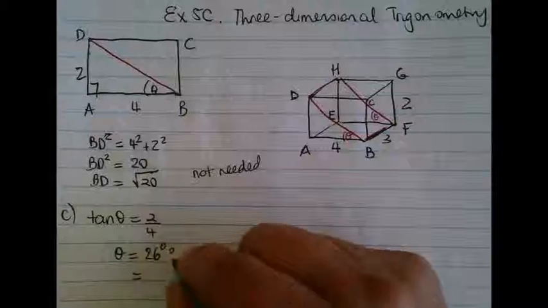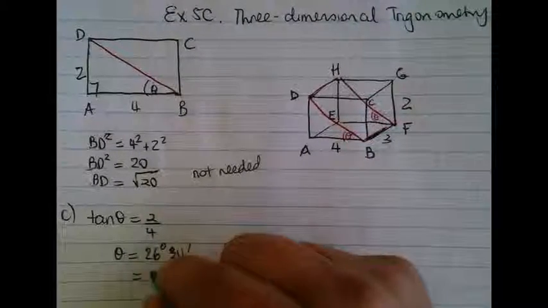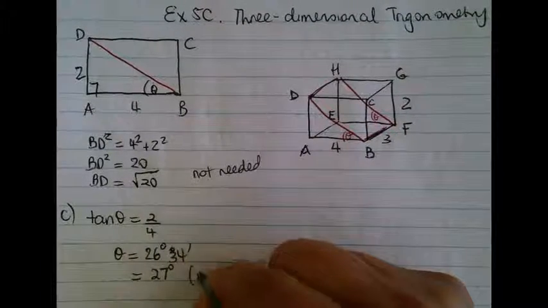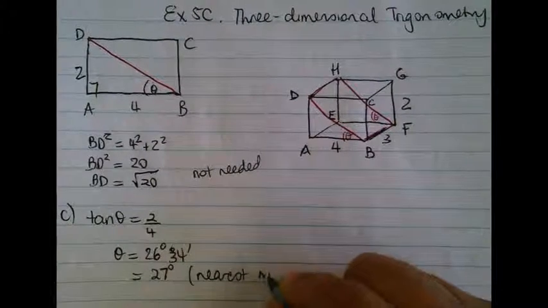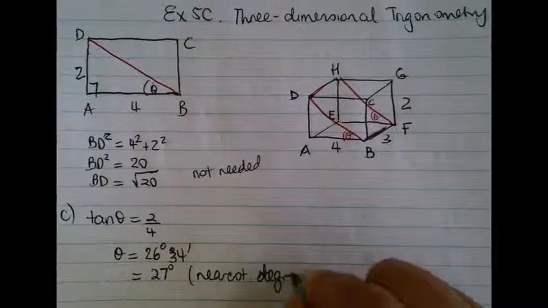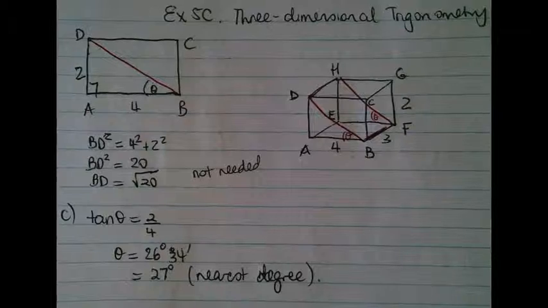Whatever, 34 minutes or something. So it's 27 degrees to the nearest minute. Degree, nearest degree. Okay? Sorry, so we didn't need Pythag there, but it's good to look at anyway. All right?